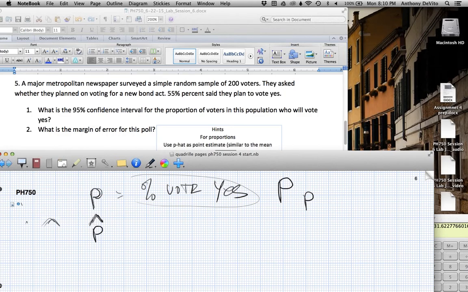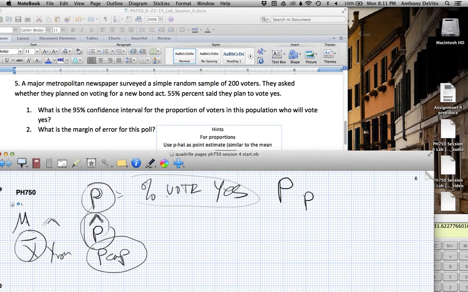But at any rate, when I can't write that, I call it P cap. Just like when I can't draw this, I call that X bar. That's what he was referring to. P cap represents not the population percentage, but the sample percentage. Just like we distinguish between the means, mu is the population mean, X bar is the sample mean. Okay, so P cap is my sample proportion, and that's equal to 0.55 in this case.